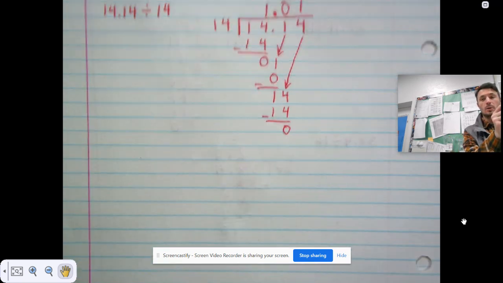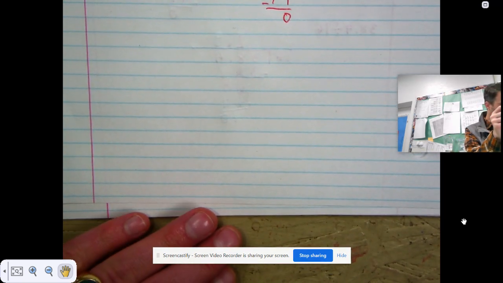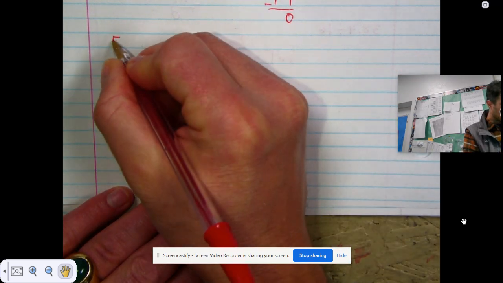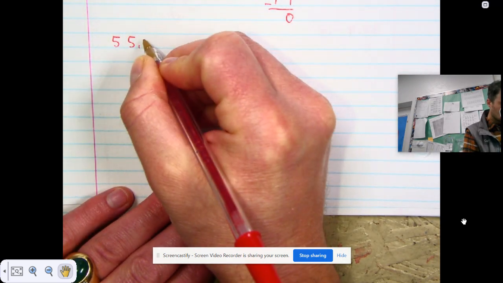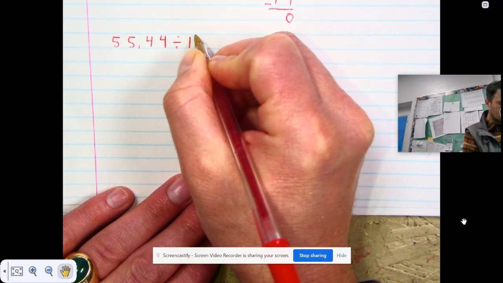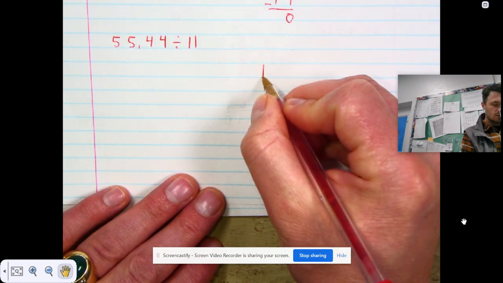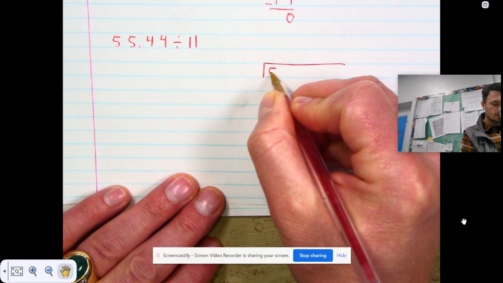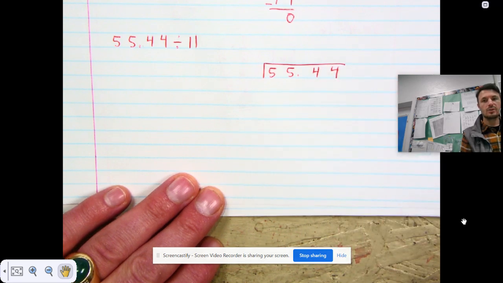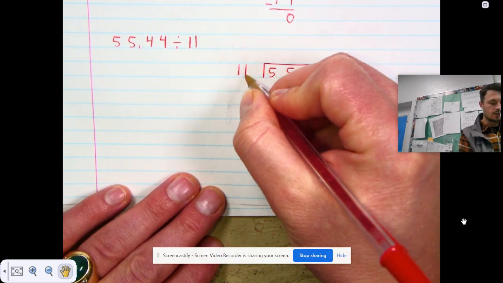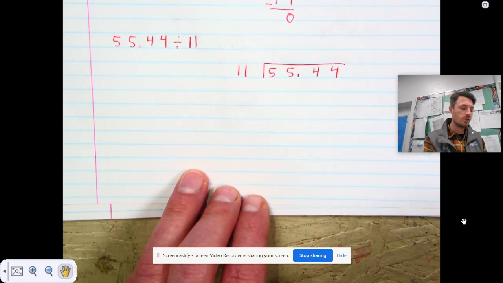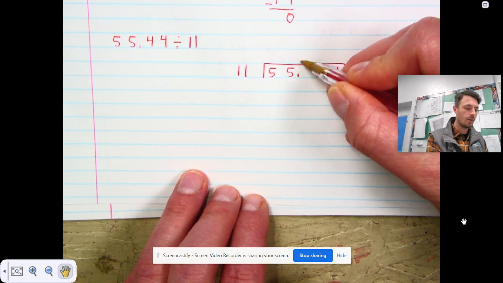Let's do one more example together before I give you your independent practice. Let's do 55 44 divided by 11. 55 44 is the dividend. It goes in the house. 11 is the divisor. It goes outside of the house. Step 1 is decimal takes the elevator to the top floor. Ding, ding, going up.